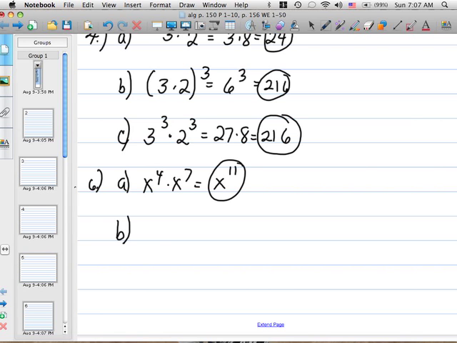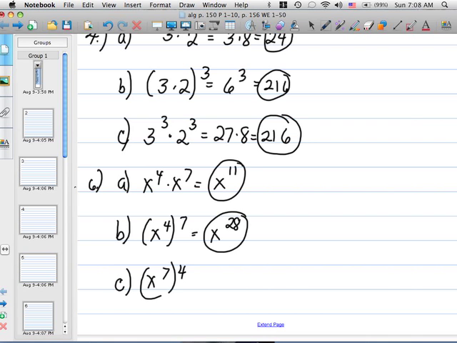Skip a line. We have x to the 4th taken to the 7th. This is a power of a power. This time we multiply the exponent, so that's x to the 28th. This is where you've got to distinguish whether you're multiplying two powers or taking a power of a power. Here we add, here we multiply. C, we have x to the 7th taken to the 4th. This is a power of a power, so we times and we get x to the 28th.